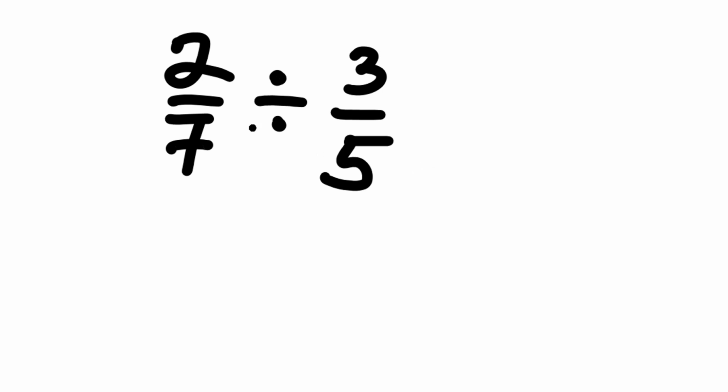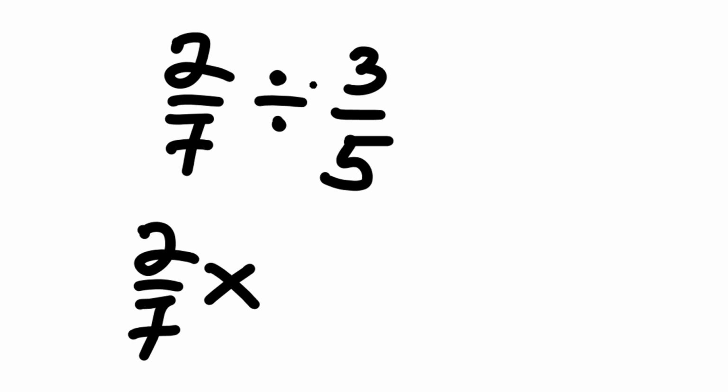When there's division, first you need to do a transformation. You transform the division to multiplication, then you follow the same process we use for multiplication. So you change this sign to multiplication. For the first fraction, you keep it like that, 2 over 7 multiplied by. You see, it becomes multiplication now.